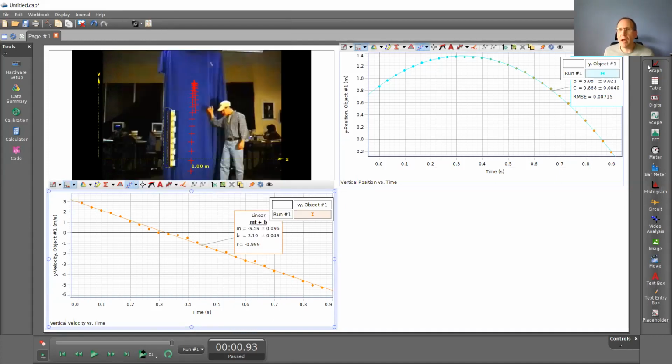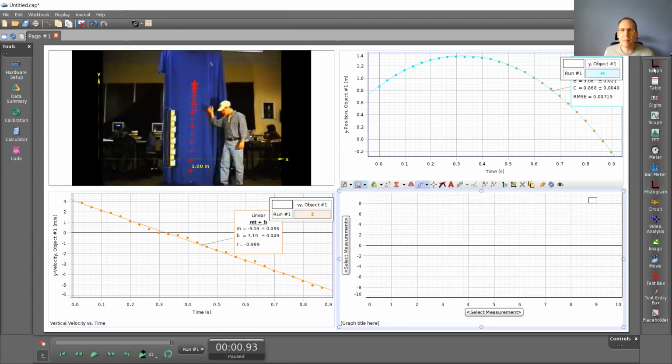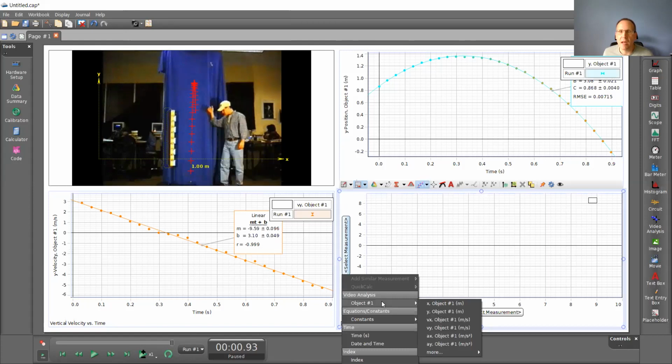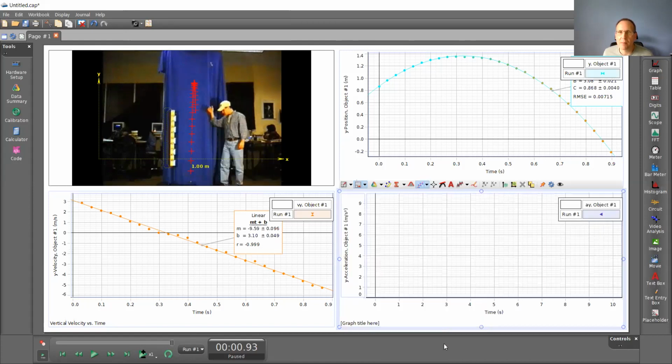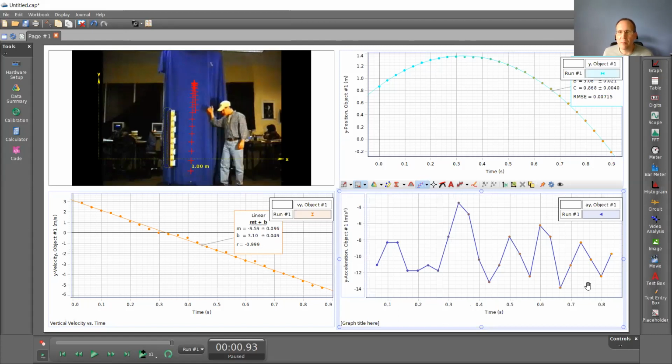And then one more graph, so we'll click on graph again. And now I want the vertical acceleration versus time. So I'm going to choose AY. And then zoom in. Actually, it looks kind of messy. We're going to fix that in a second. Let me give it a title. So I'll call it vertical acceleration versus time. Now, in reality, this should be pretty much constant.